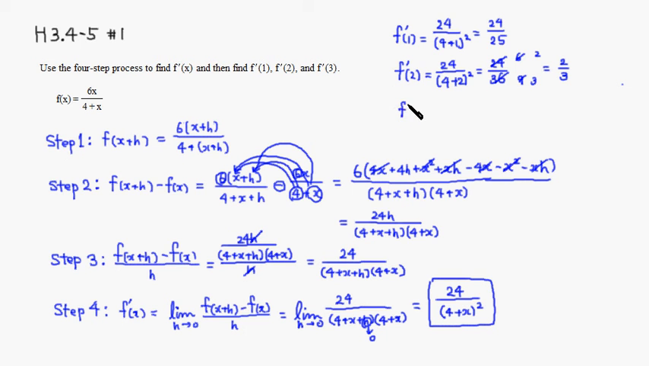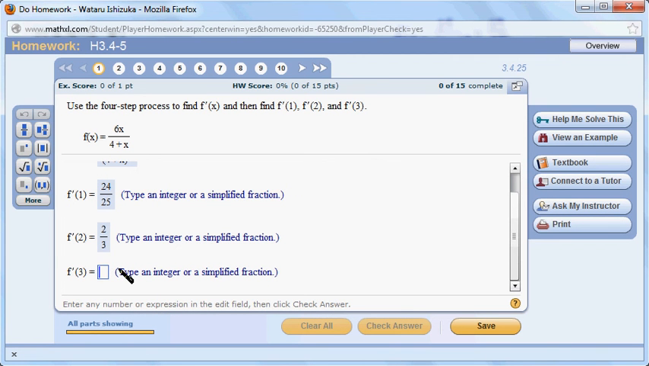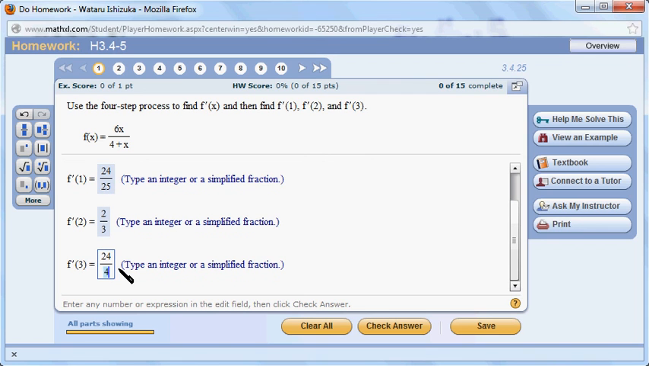Now f prime of 3 is going to be 24 over 4 plus 3 squared. So it's 24 over 7 squared, 49. So let's type it in. 24 over 49. Check. That's it. I hope that this was clear.